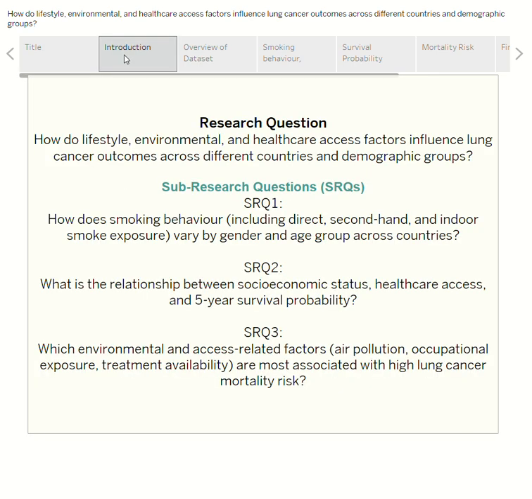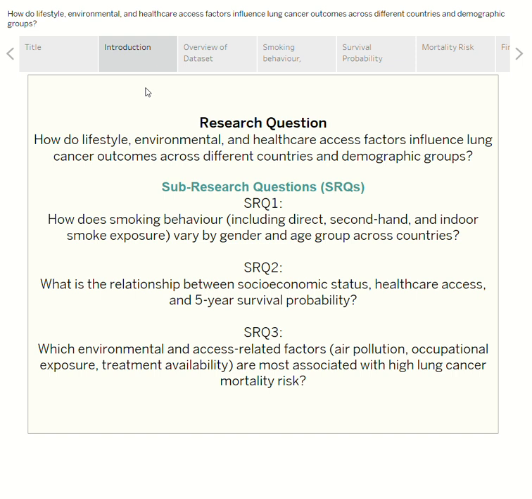This project investigates the influence of lifestyle, environmental and healthcare related factors on lung cancer risk and survival outcomes. This is the research question based on the dataset. How do lifestyle, environmental and healthcare access factors influence lung cancer outcomes across different countries and demographic groups?